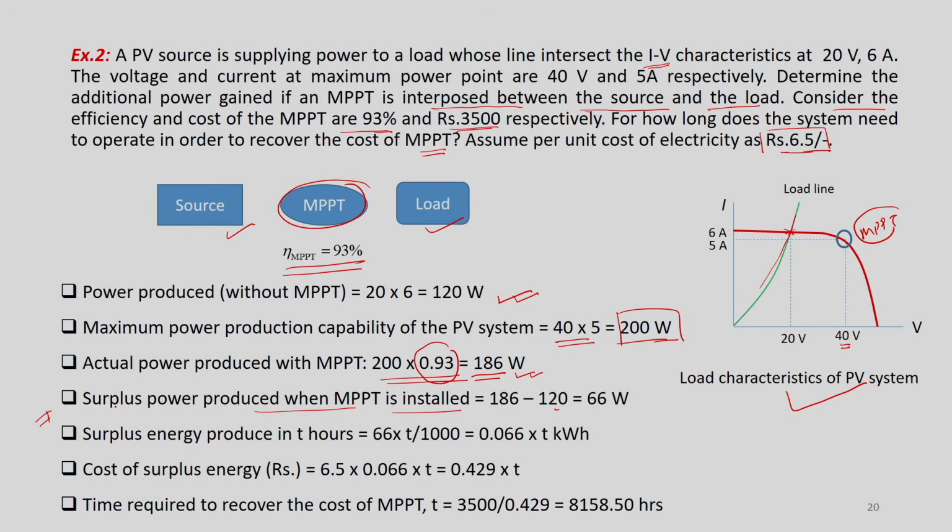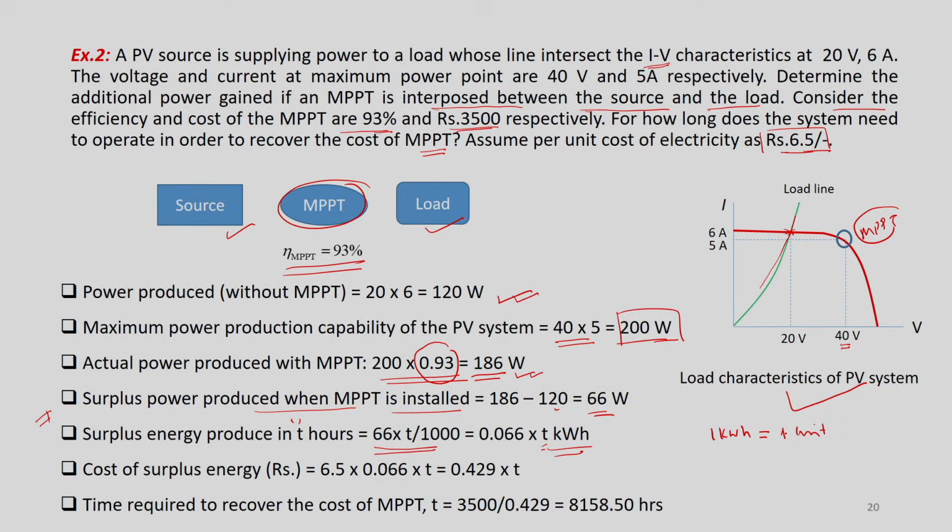Now, this surplus power is 66 watt, and then the surplus energy produced in T hours. If we multiply it by T and then divide by 1000, it becomes kilowatt hour. T will be in hours, and since we have divided by 1000, it becomes kilowatt hour. Already we know 1 kilowatt hour is nothing but 1 unit.